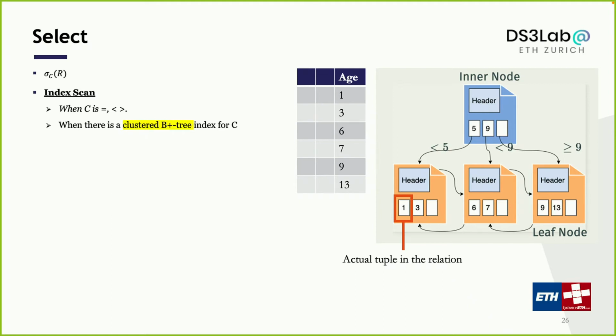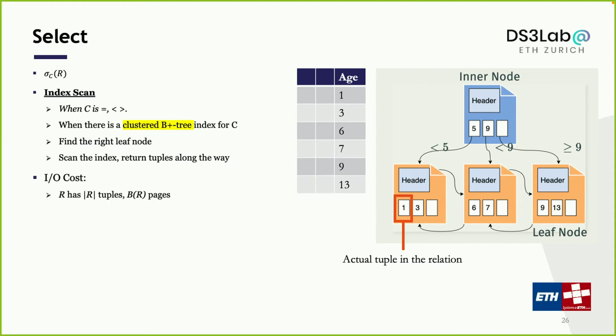Let's try to think about this together. So what do I need to do? I need to find the leaf node, and then I need to scan the leaf node. But whenever I'm scanning stuff, I have the actual tuple because it's clustered. So I can just return it. I don't need to fetch it. So what is the cost of this?